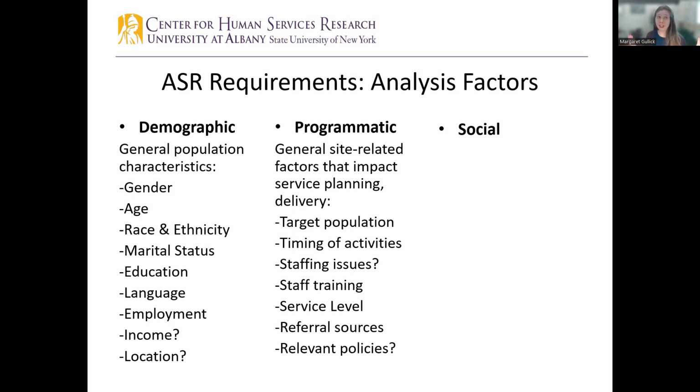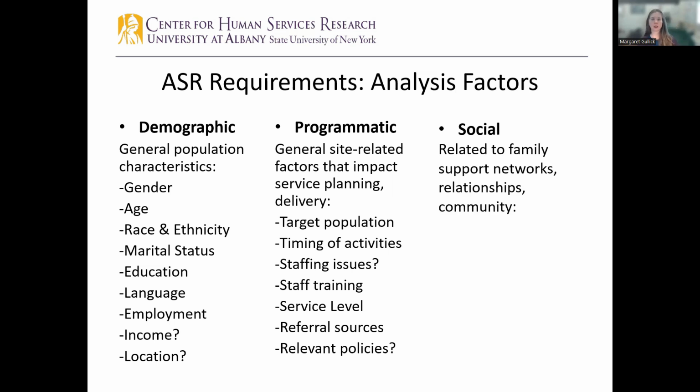Maybe it's generally, is your program down on staff, and that's having a big impact on your acceptance or your retention rate. Maybe it's the service level that a family is at. Maybe it's the referral source that they came from, or maybe you have some policies from your agency or at your program that are impacting your rates. And finally, social factors are related to family support networks, to family relationships, and to families' communities.